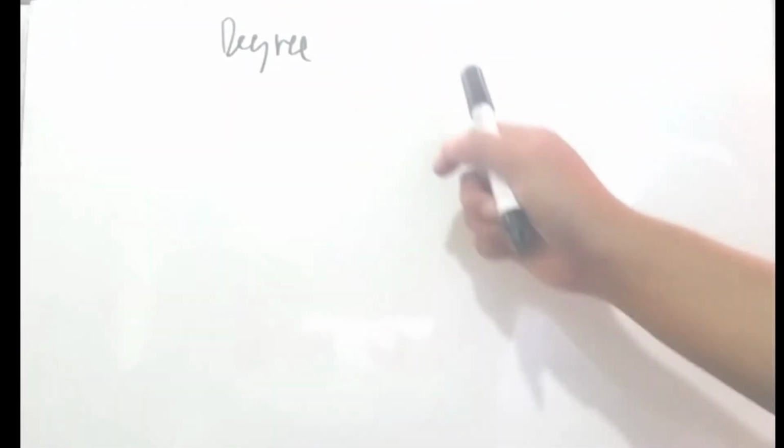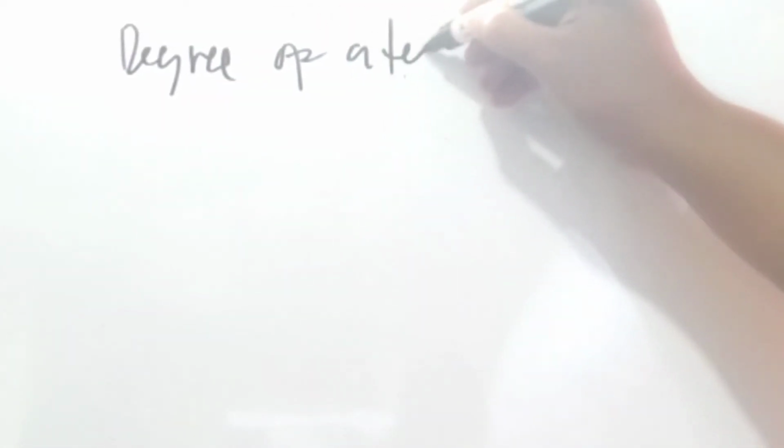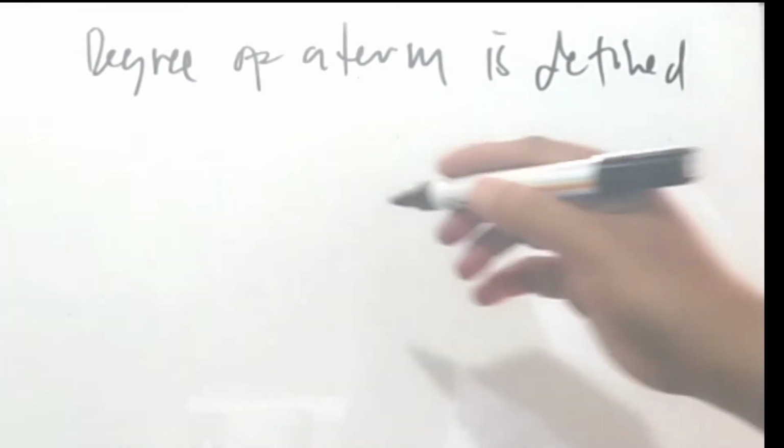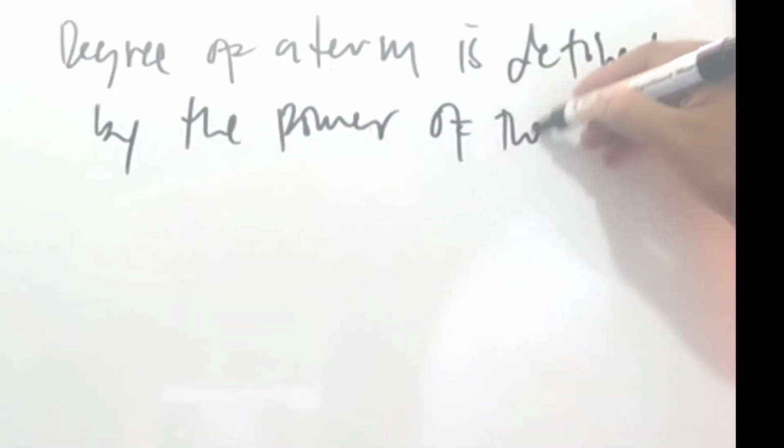Now, let us talk about the degree of a polynomial. What is a degree? It's not about temperature or angles. This degree means we're talking about power, exponents, or the order of the polynomial. The degree of a term is defined by the power of the variable part.